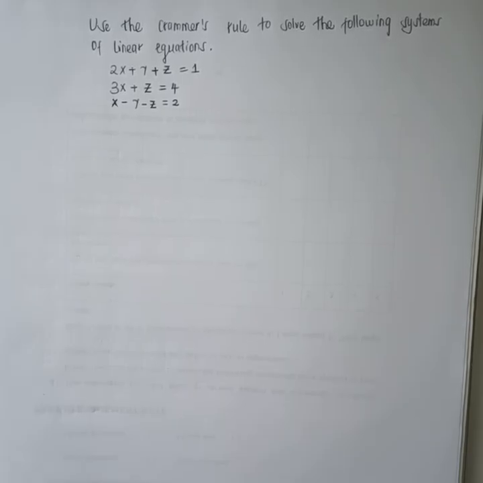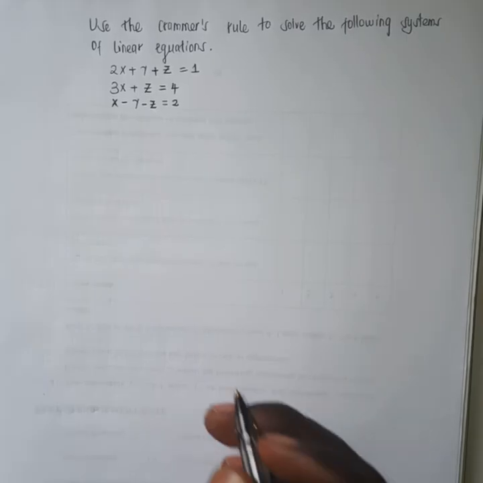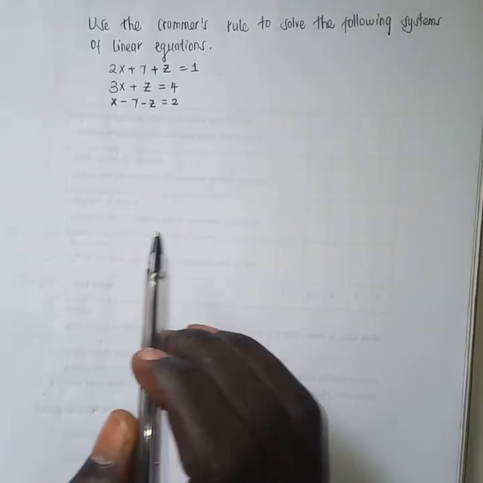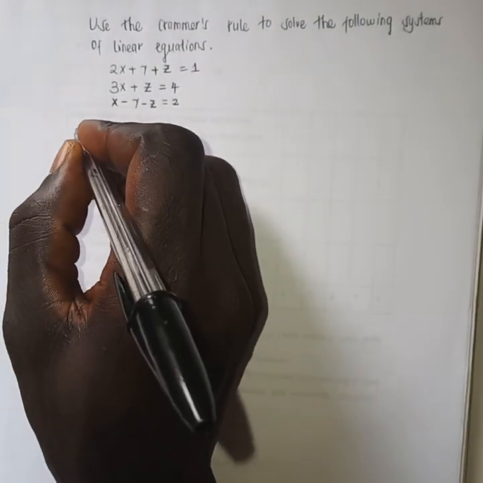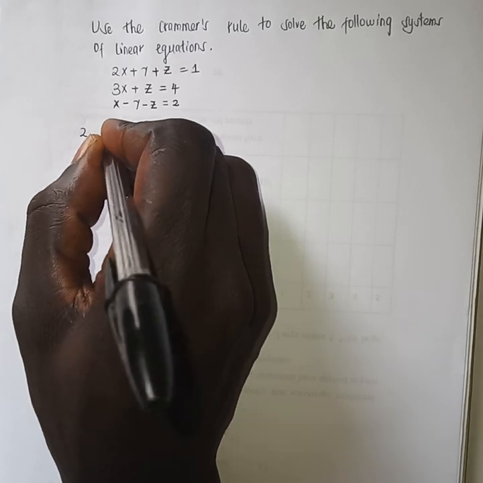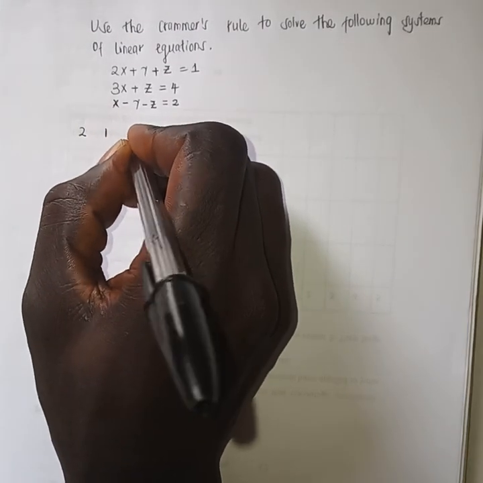So we are going to begin by transforming these equations into the matrix form. And this one we are going to do by the coefficients of all the variables. So in the first equation, you can see that the coefficient of x is 2, the coefficient of y is 1, and the coefficient of z is 1.